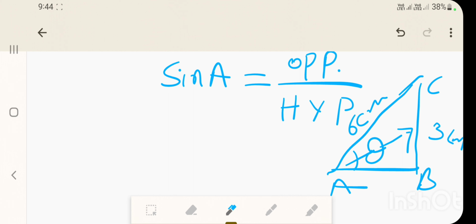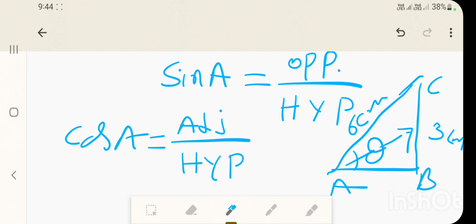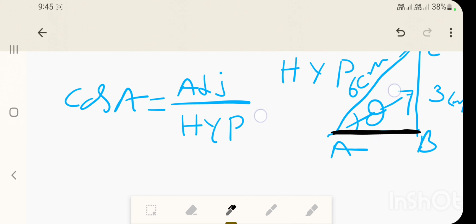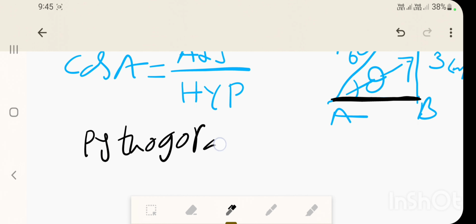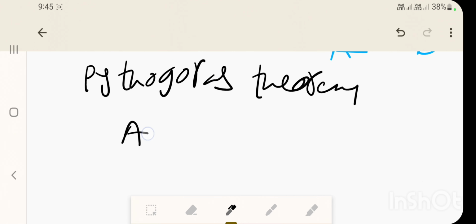To find other trigonometric ratios like cos A, we need the length of the adjacent side divided by the length of the hypotenuse. The side adjacent to angle A is AB. So we have to find the AB length. For that we use the Pythagoras theorem. Using the Pythagoras theorem, we can find the adjacent side length.